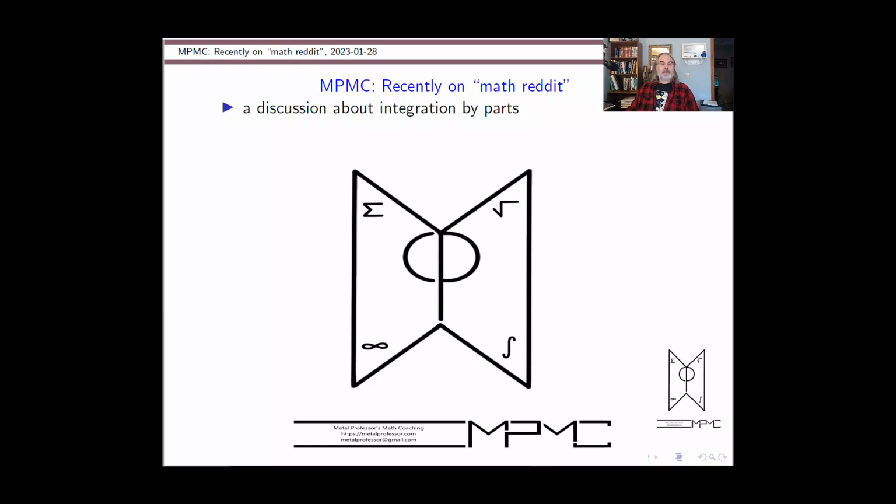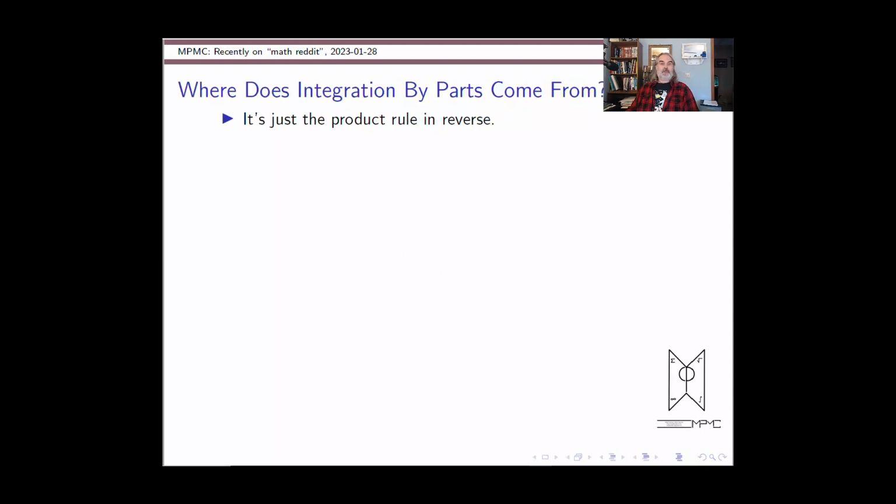Yesterday, there was a discussion about integration by parts, and so I thought it would be fun to just give an overview of integration by parts. One of the people I'm working with in tutoring is in the midst of this right now at the start of Calc 2. So quick review, where does integration by parts come from? Well, it's just the backwards product rule.